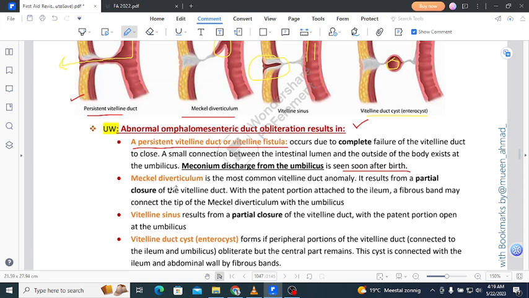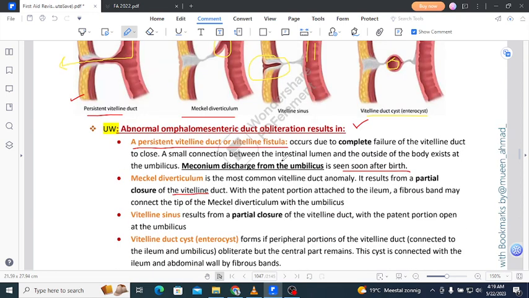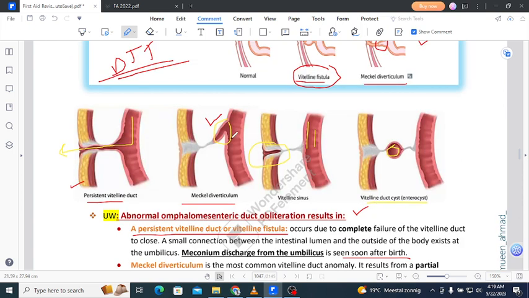It results from a partial closure of the Vitelline duct with the patent portion attached to the ileum. So that is Meckel diverticulum, and that is the most common Vitelline duct anomaly. With the patent portion attached to the ileum, a fibrous band may connect the tip of the Meckel diverticulum with the umbilicus. What is Vitelline sinus? It results from partial closure of the Vitelline duct with the patent portion open at the umbilicus. It is the exact opposite of the Meckel diverticulum. In the Meckel diverticulum, the fibrous band is attached to the umbilicus and the patent portion is attached to the ileum. In the case of Vitelline sinus, the patent portion is attached to the umbilicus while the fibrous band is attached to the ileum.